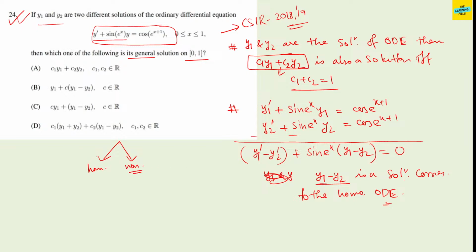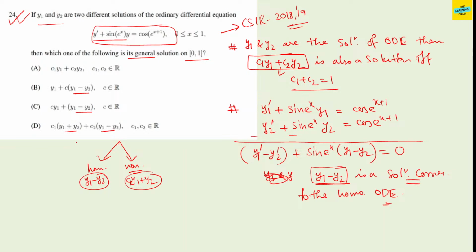So this is the solution corresponding to the homogeneous equation. In all four options, c1, y1 minus y2, y1 plus y2, and y1 minus y2 are present. For the homogeneous equation, the y1 minus y2 term is present, and for the non-homogeneous case, the y1 plus y2 terms come, or c1 y1 plus c2 y2.